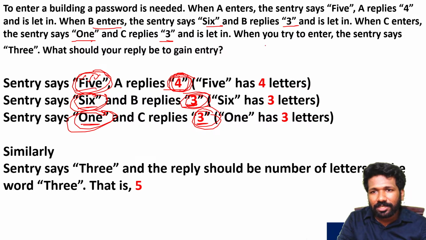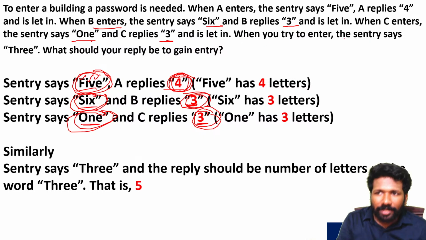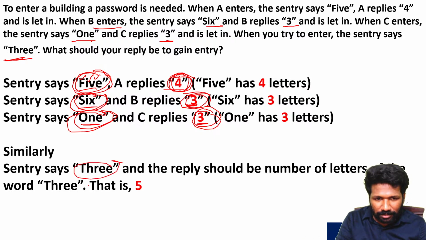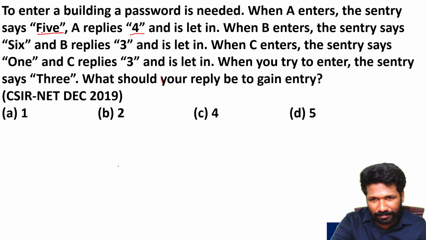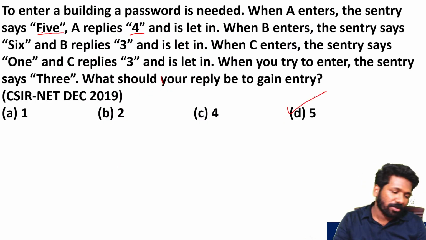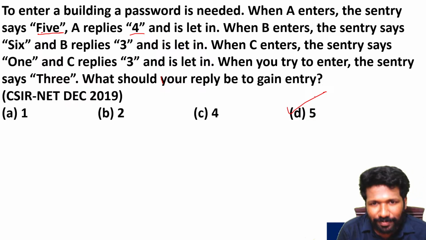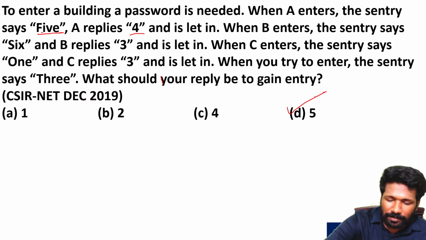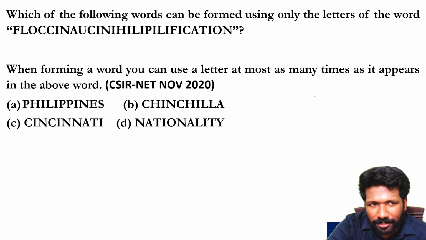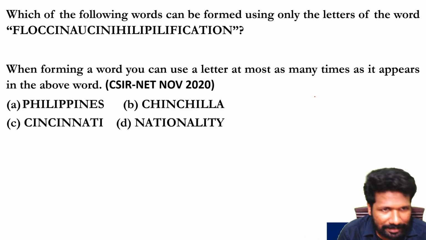So the question is asking, when you try to enter, the sentry says 3, what should be the reply? Three has 5 letters, so the answer should be 5. Option D, 5 is the answer. All of you clear? Interesting question, right? So based on number of letters also questions can be asked.